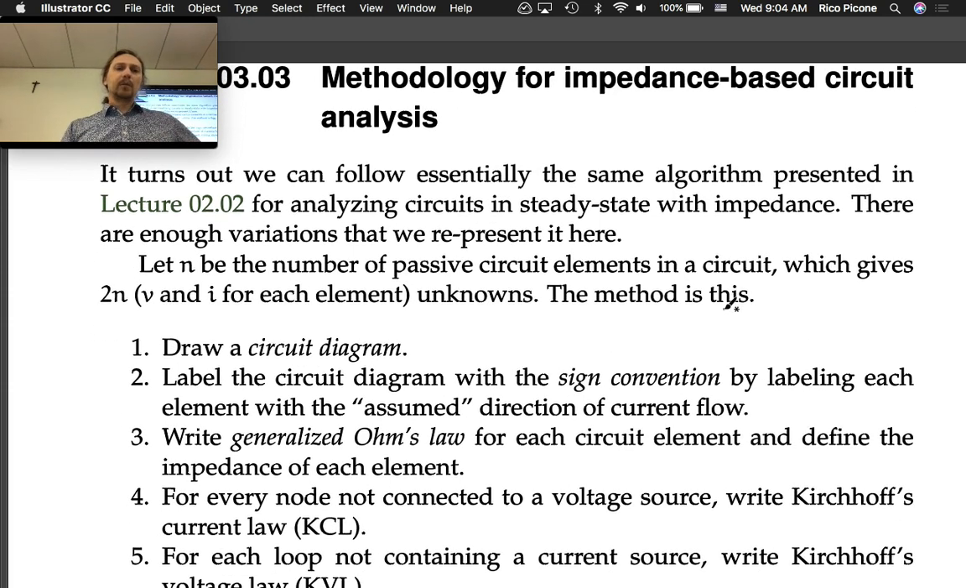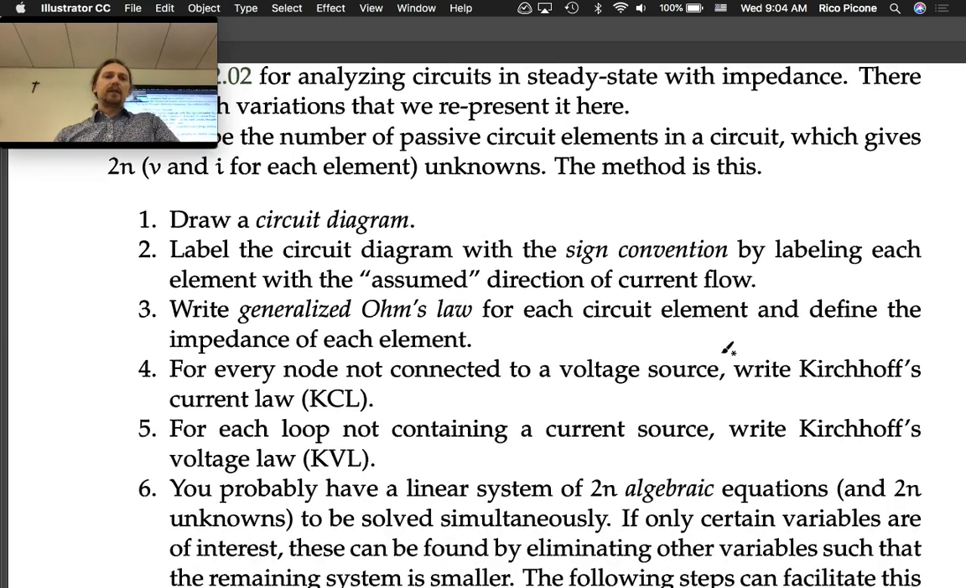So we'll go through. Let n be the number of passive circuit elements in a circuit, which gives 2n unknowns, which is V and I, the voltage and the current for each element. Here's the method. First, draw a circuit diagram. So same as before. Second, label the circuit diagram with the sign convention by labeling each element with the assumed direction of current flow and voltage drop, right?